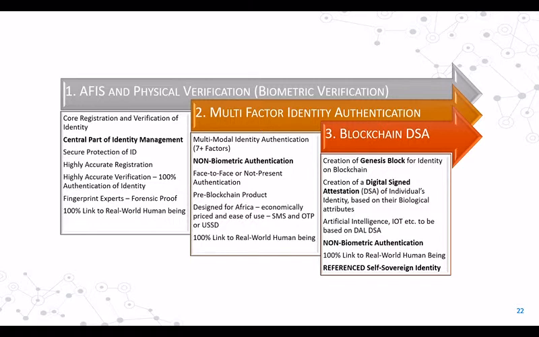In our situation, we create a Genesis block on the blockchain of the identity that we captured initially according to forensic protocol. We pass a digitally signed attestation to the individual, which can then be utilized to provide the proof of identity. Also, this is a non-biometric authentication, and with the digitally signed attestation, we call this a reference self-sovereign identity.